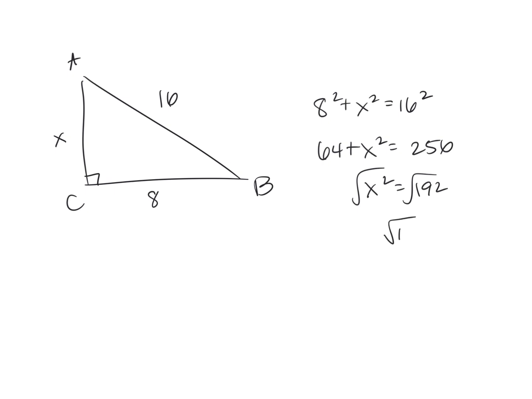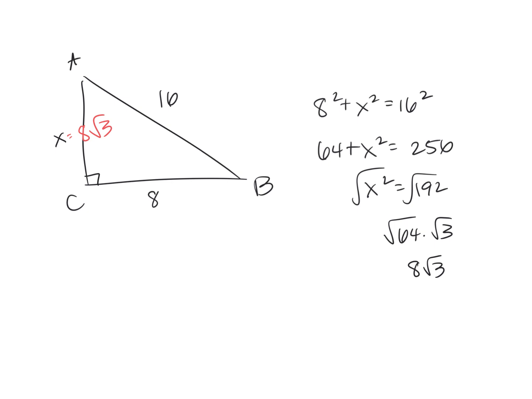So you're saying that's the same as root 64 times root 3. Okay. That gets us 8 root 3. You guys down with that? So that gets me 8 root 3. Does anyone remember what kind of triangle we have here? We definitely have a right triangle, and we've got a special right triangle.